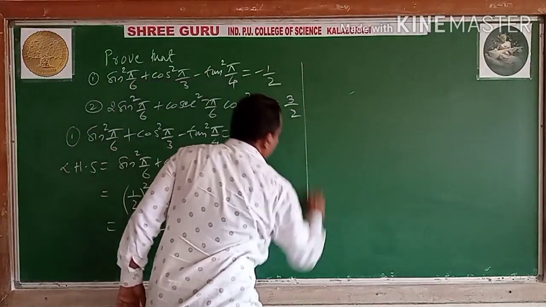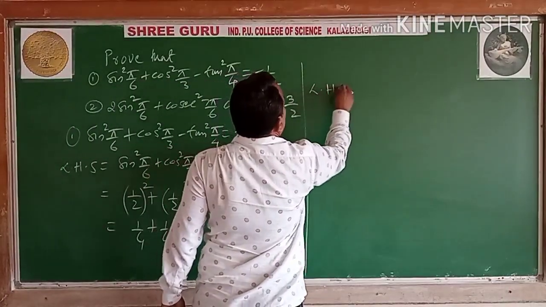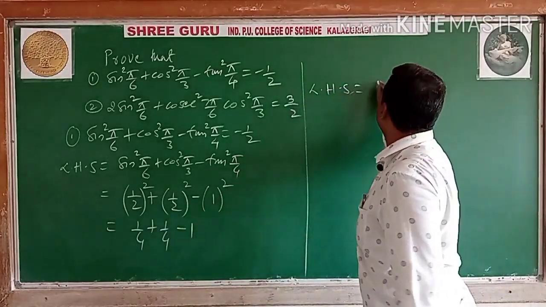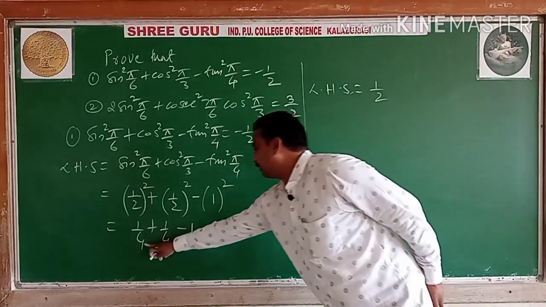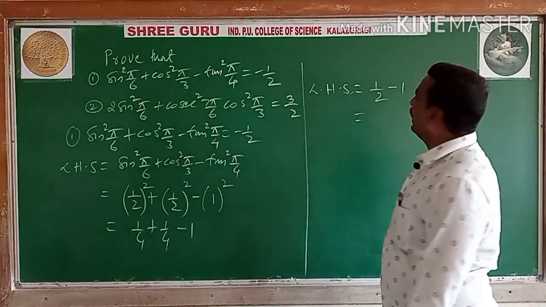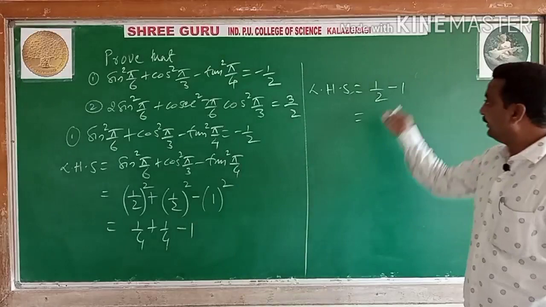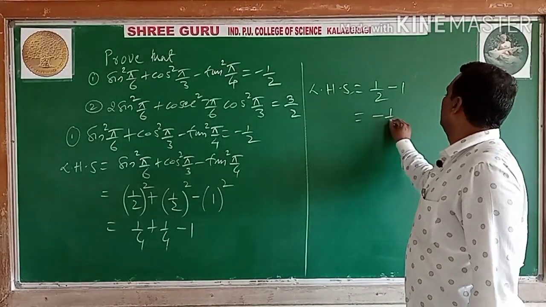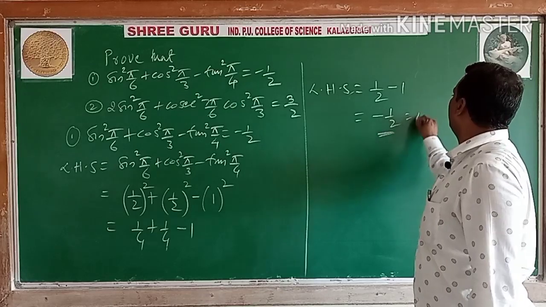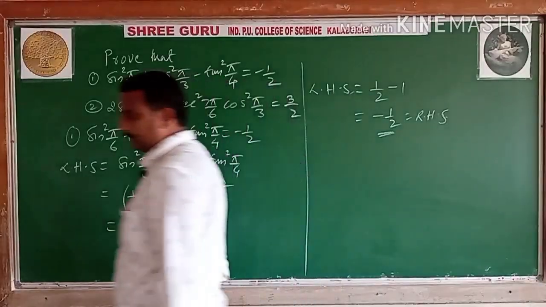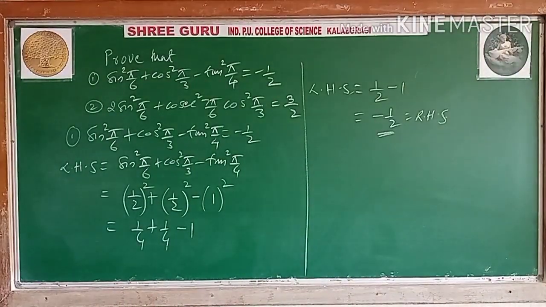So LHS is equal to 1/4 plus 1/4, which becomes half, minus 1. Half minus 1 gives minus half. Is it your RHS? Yes, this is your RHS. This is the first example.